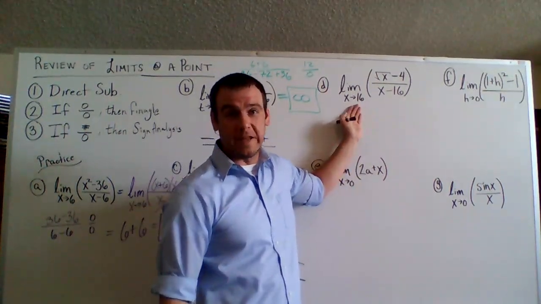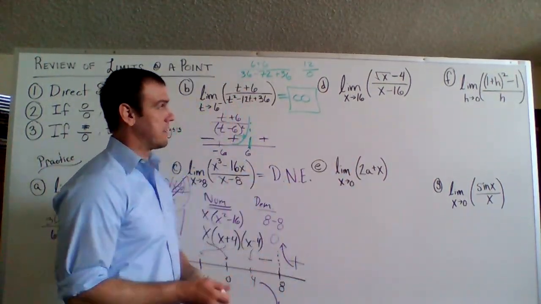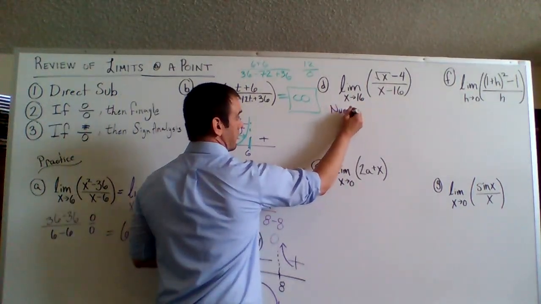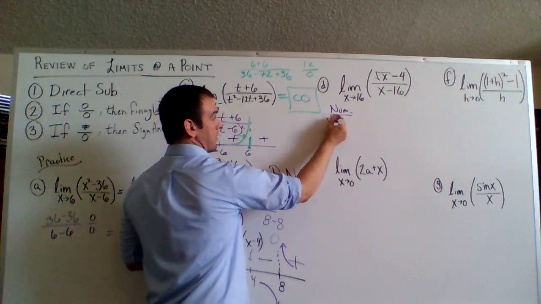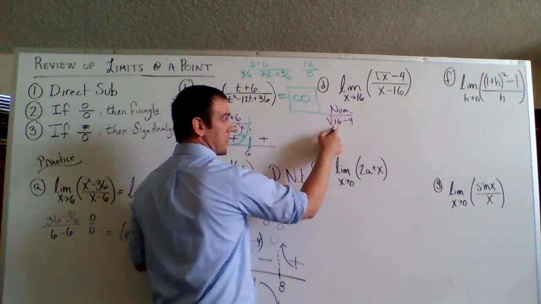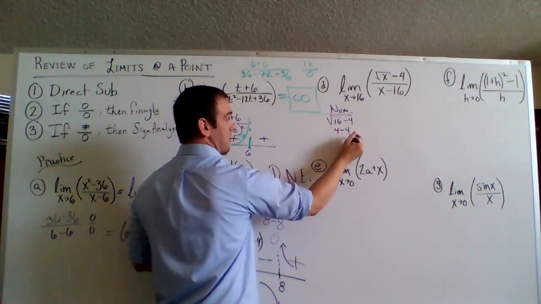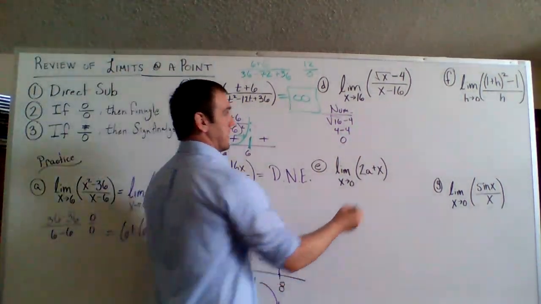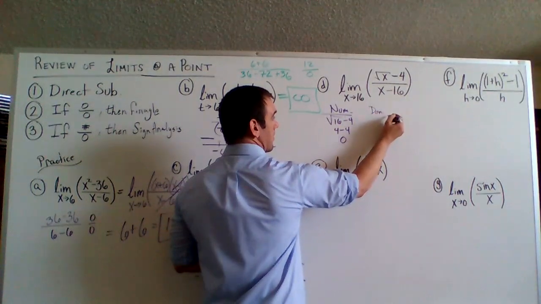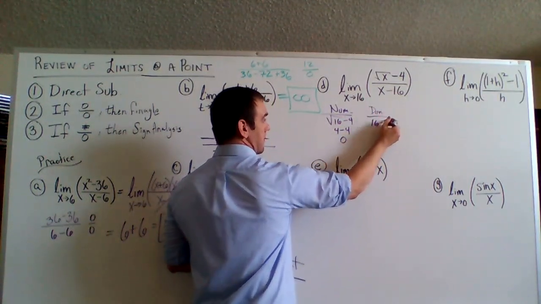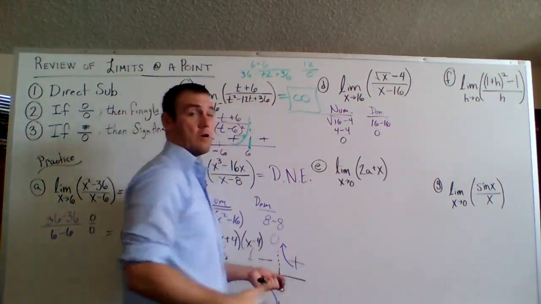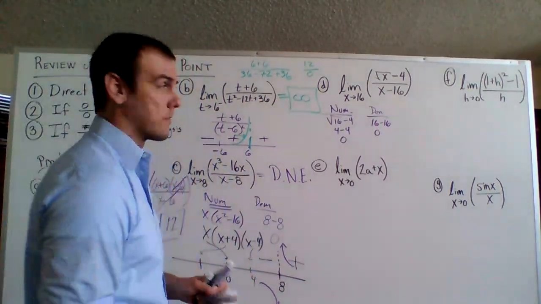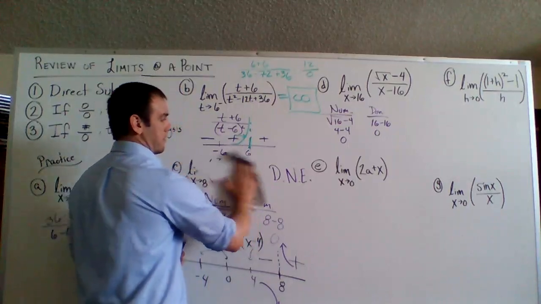All right, so for D, this is going to get a little bit tricky, some algebra going on here. Our numerator, I've got square root of 16 minus 4, which is 4 minus 4, which is 0. Our denominator is going to be 16 minus 16, which is 0. So we've got 0 over 0. So what we're going to need to do here is finagle a little bit. So let's go ahead and finagle. I'm going to create some more room here.